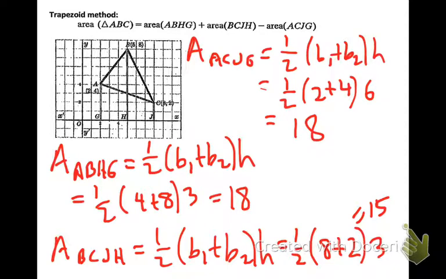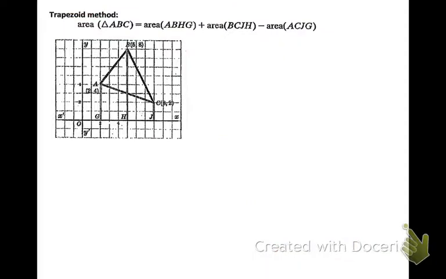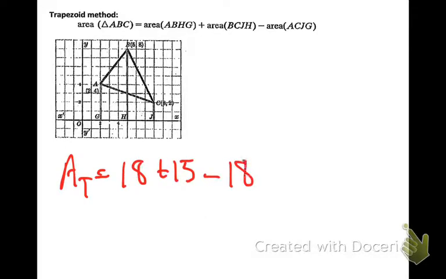So now I've got those values. Make sure everybody's got those written down. I look at this formula up above, right? We're going to plug into that. So my area total is going to equal 18 plus 15 minus 18, which is equal to 15 units squared. All right? Now, any questions on using the trapezoid method?